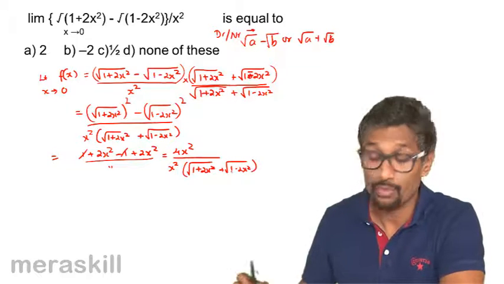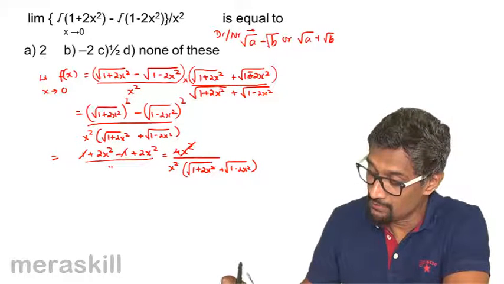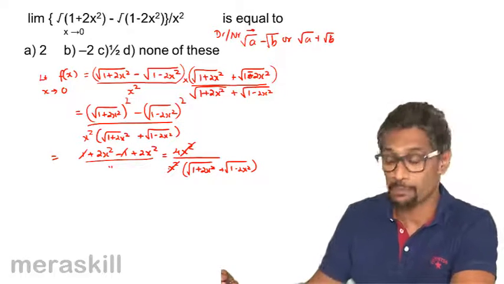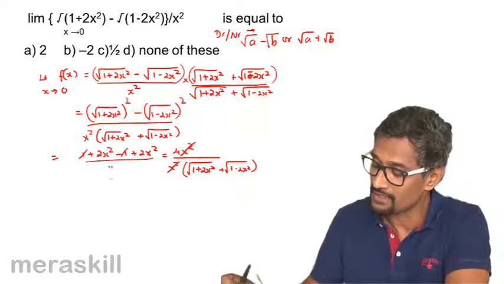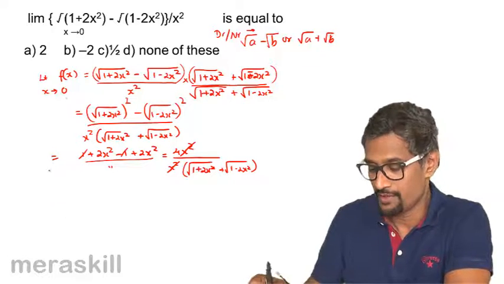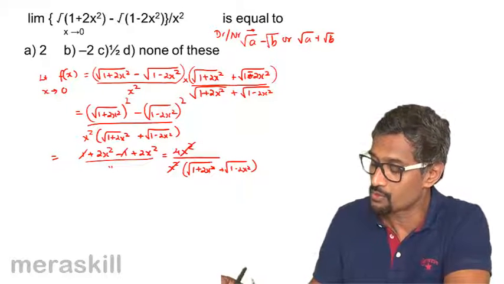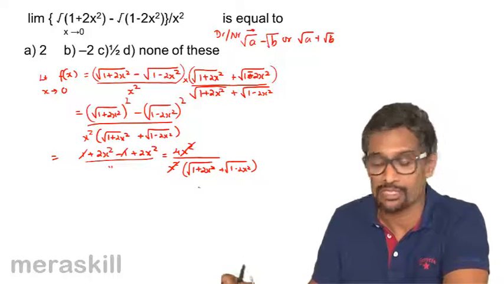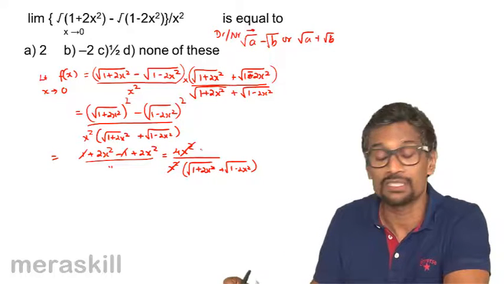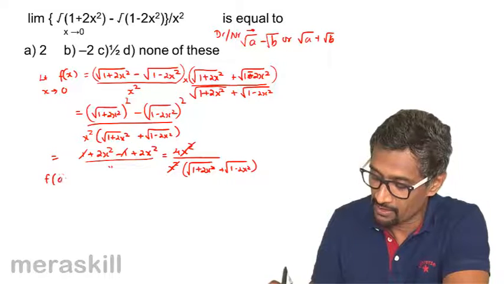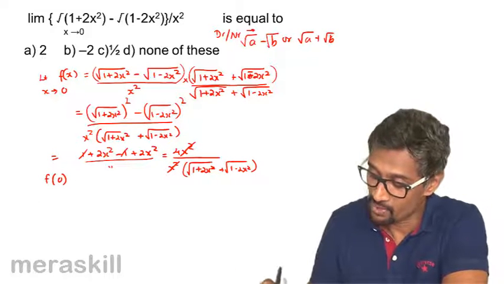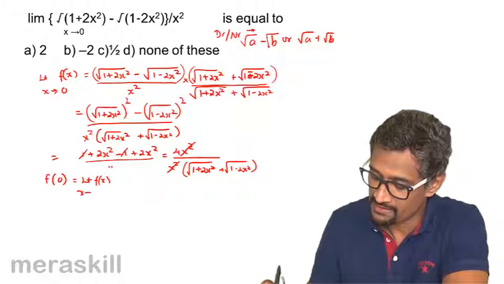Now what is happening? The term which was causing us problem and making it indeterminate for x equal to 0 gets cancelled, and ultimately you get 4 upon root 1 plus 2x square plus root 1 minus 2x square. Now it becomes simple. It becomes a determinate function for x equal to 0. Now we just need to find out f of 0. f of 0 itself is the limit of this function as x approaches 0.